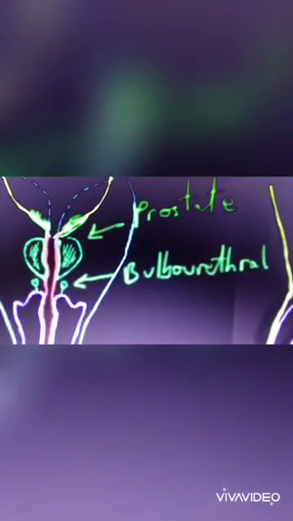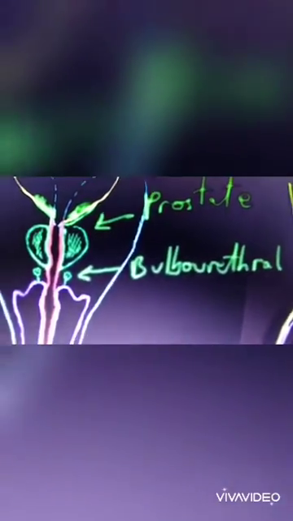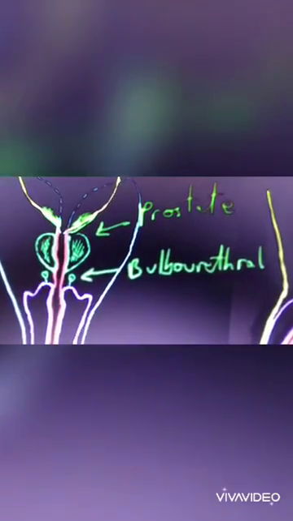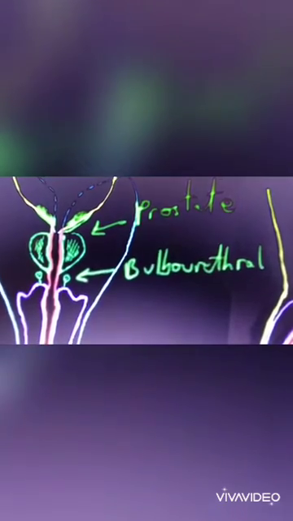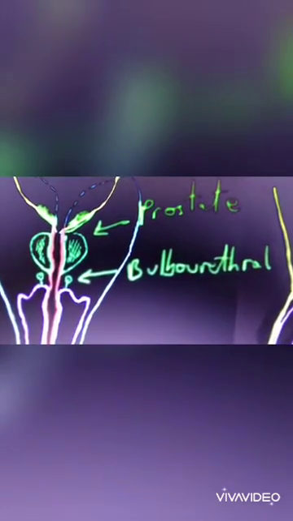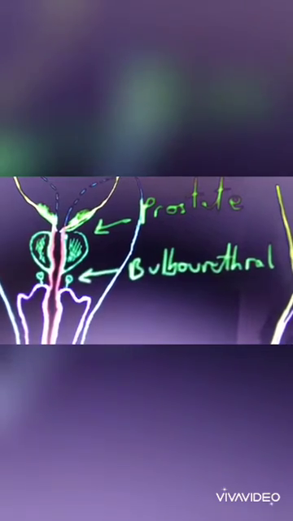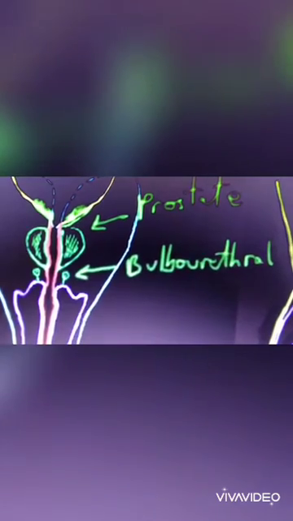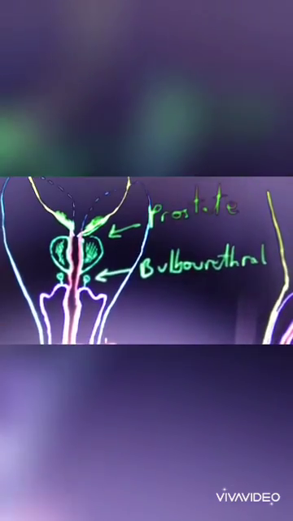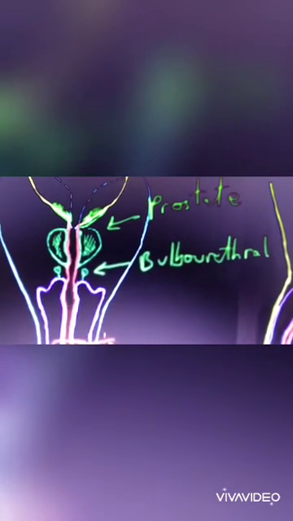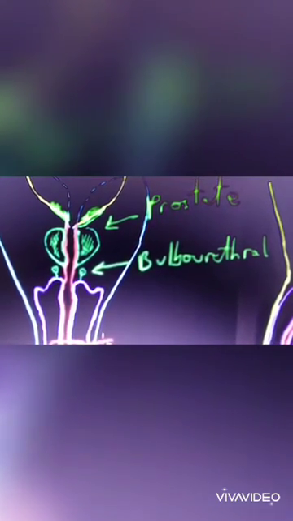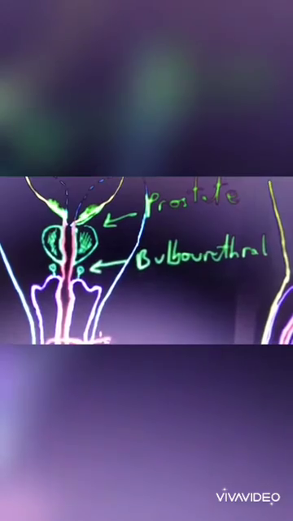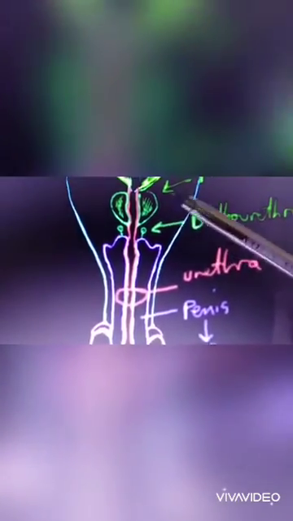The other two glands are the prostate gland and the bulbourethral gland, which are present on either side of the urethra. The prostate gland provides prostate fluid to the semen, which increases the mobility of the sperm once it enters the vagina. The bulbourethral gland adds to the fluid in the urethra. So the sperm now travels to the urethra.